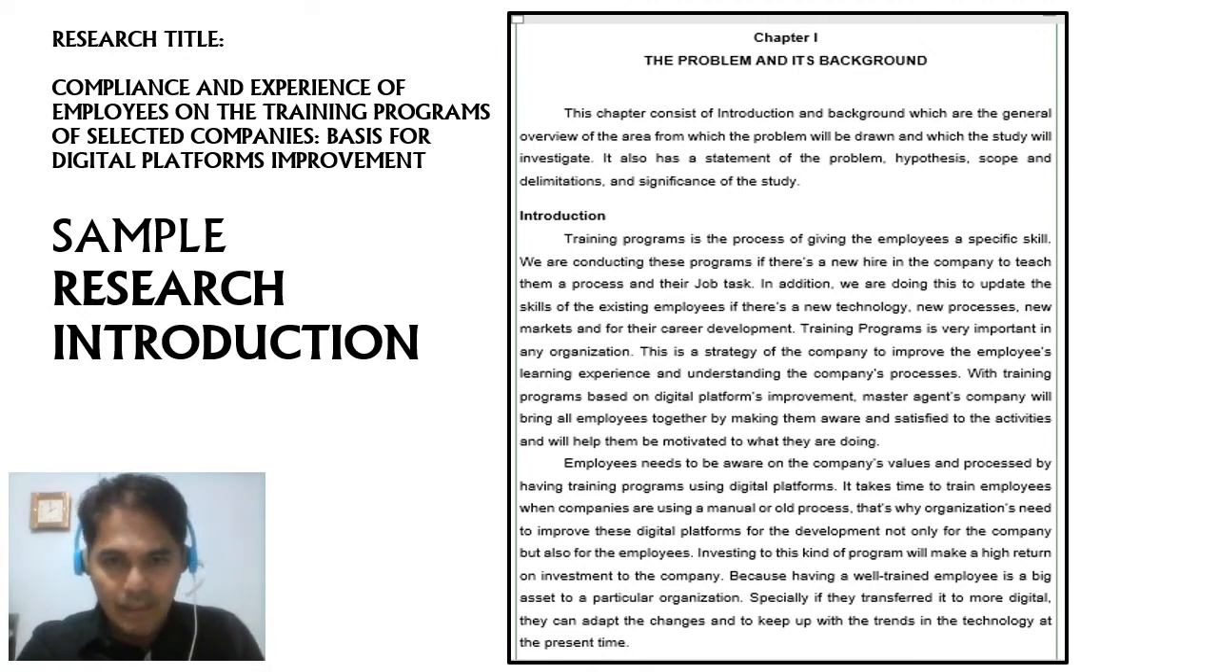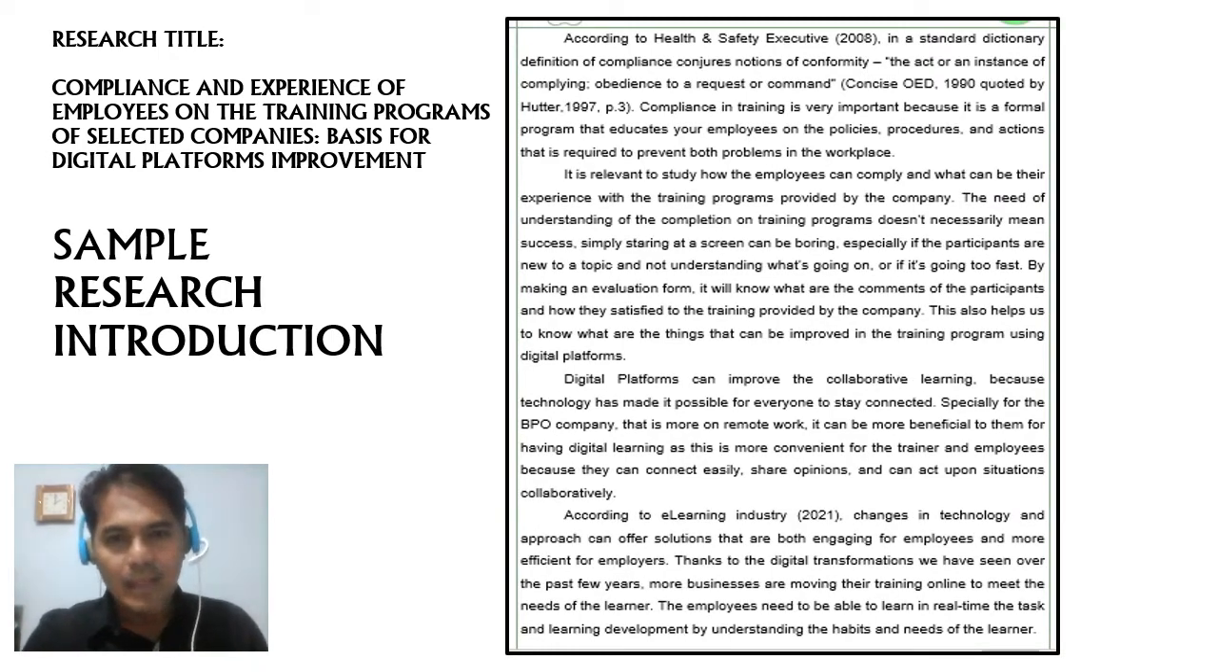Okay. So, training programs, yung simula ng kanyang introduction, and then sinundan niya ng employees need to be aware on the company's values and process by having training programs. So it's still basically about training programs. Okay? So ito na po yung second page ng kanyang introduction. Now, dito nag-cite na siya. Sabi niya, according to Health and Safety Executive 2008, in a standard dictionary definition. Okay, so I think this is something to do with defining the training programs pa rin.